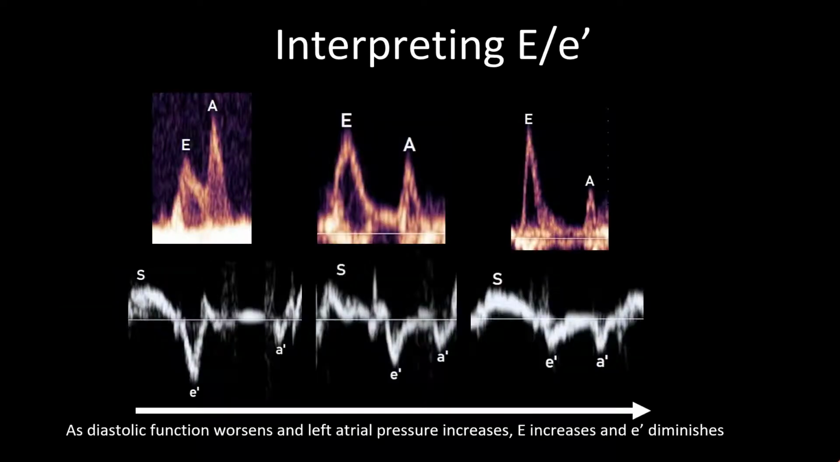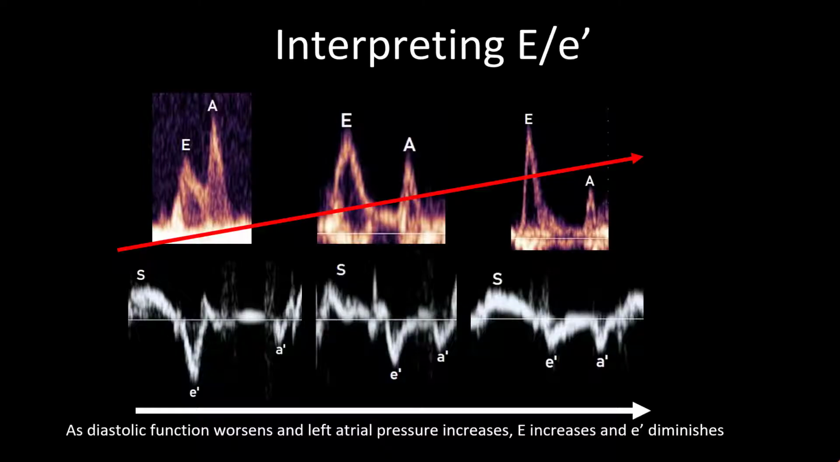So now that we've established E and E prime, let's look at their relationship as it pertains to left atrial pressure. On the top here, you have mitral valve inflow, so E velocity. And on the bottom, you have tissue Doppler imaging of the mitral valve annulus, and that's your E prime. As you move from left to right, this illustrates how E and E prime velocity change as left atrial pressure increases. As your left atrial pressure worsens, your E velocity increases as the pressure in your LA increases, leading to faster flow of blood across the mitral valve in early diastole.